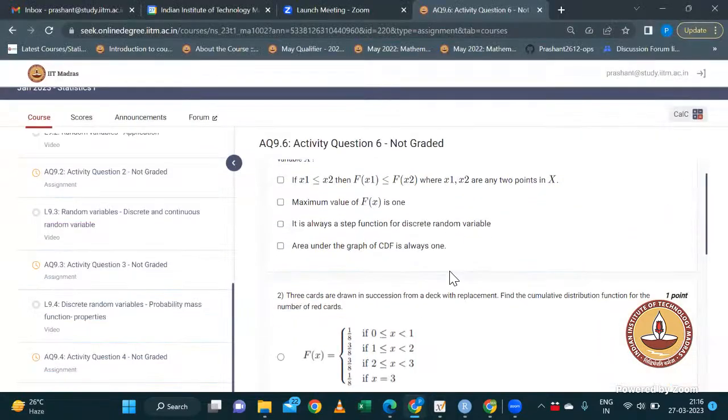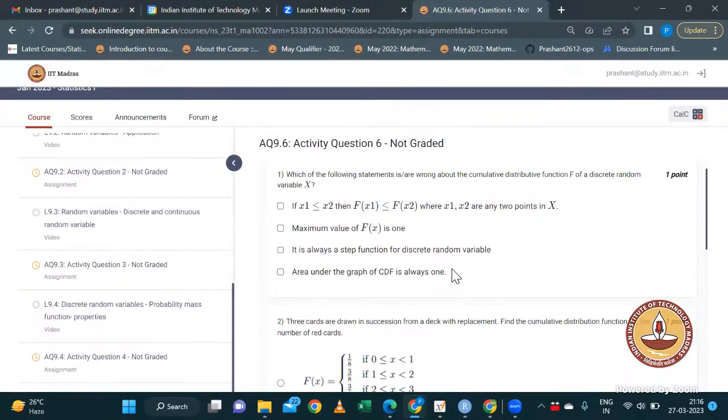Okay, so tell me about this question number. First question. Which option should be correct? Sir, it's asking wrong. I mean, for that wrong, which options you have to choose as a correct? Area under the graph of CDF is always one is incorrect. So the answer should be correct.